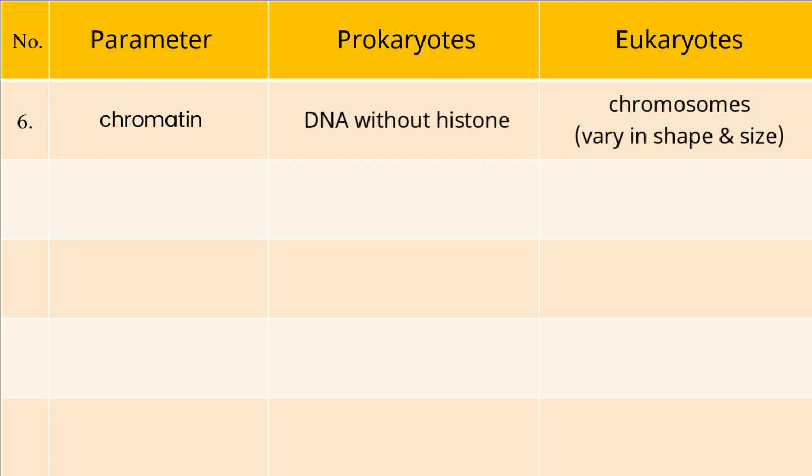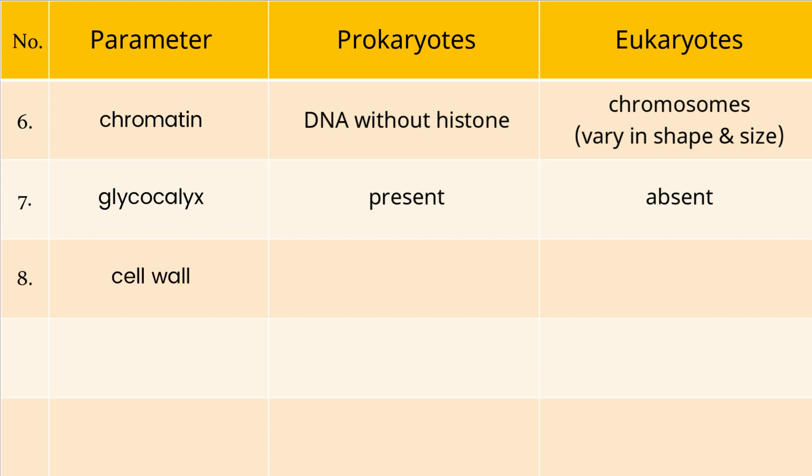Eukaryotes' chromosomes vary from species to species in size and shape. First chromosome is the largest and 23rd is the smallest. Based on the shape of chromosomes, humans have chromosomes of shape I, J, and V. Glycocalyx is a combination of slime layer and capsule present in prokaryotes, but absent in eukaryotes.